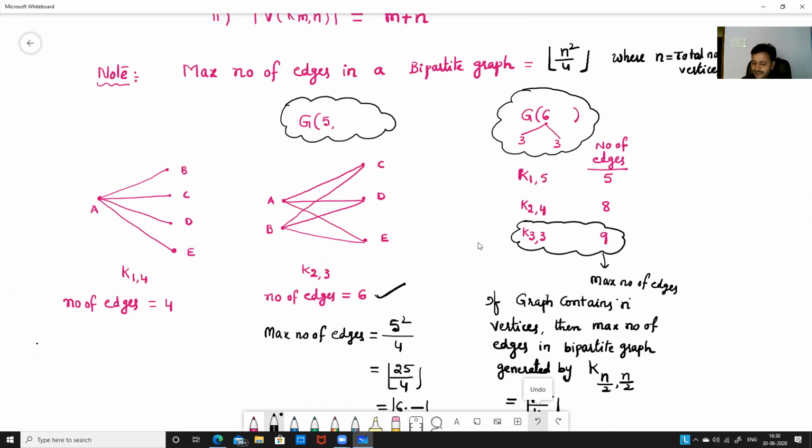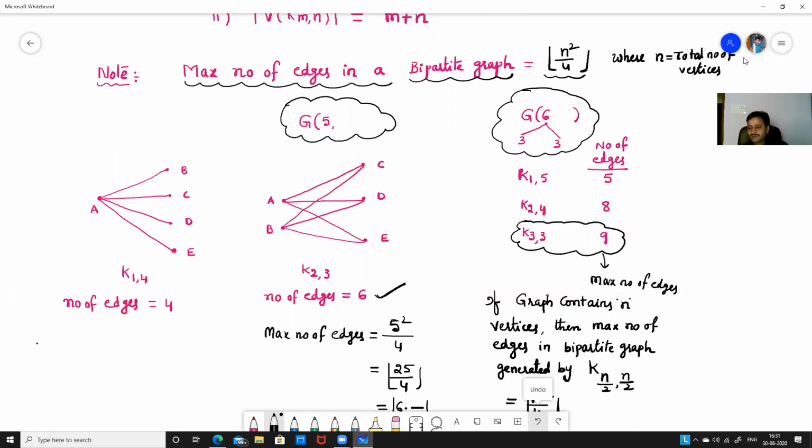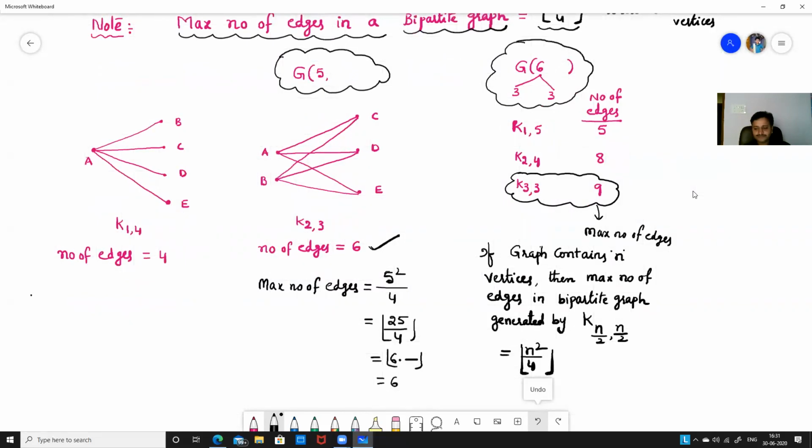It means that if the graph contains n vertices, you have to distribute n by 2 vertices to one set and the remaining n by 2 vertices to another set. Then only you get more number of edges. Therefore, n by 2 into n by 2 equals n square by 4. But in order to get the exact result, you have to use floor. Therefore, the maximum number of edges in a bipartite graph must be floor of n square by 4, where n is the total number of vertices. Is it clear? So these are the properties of a bipartite graph.